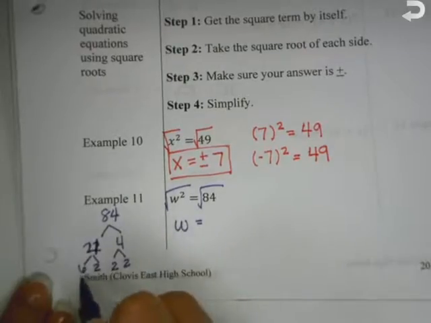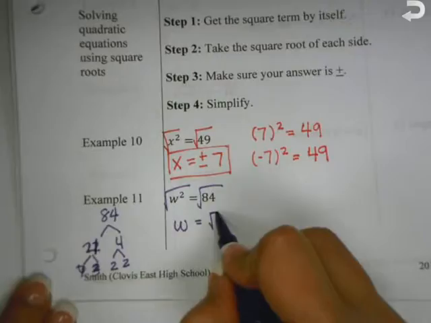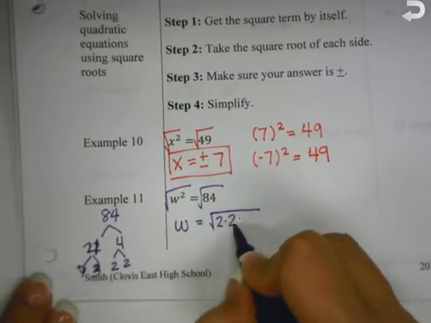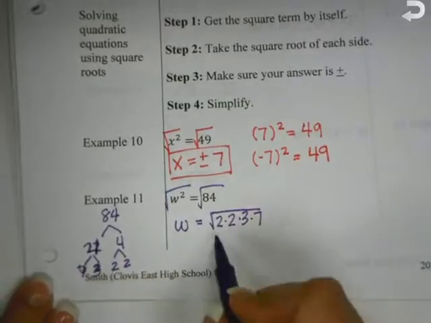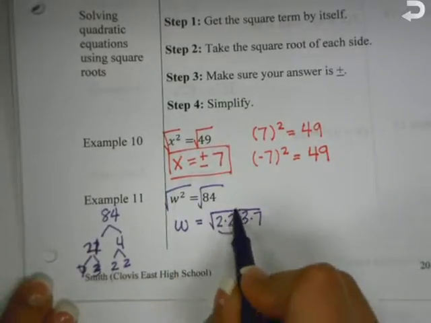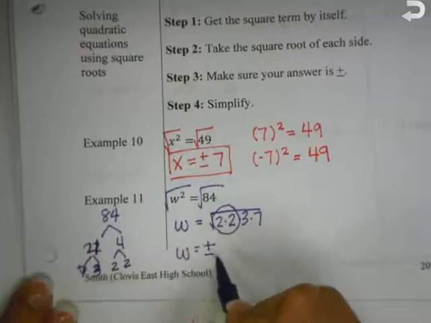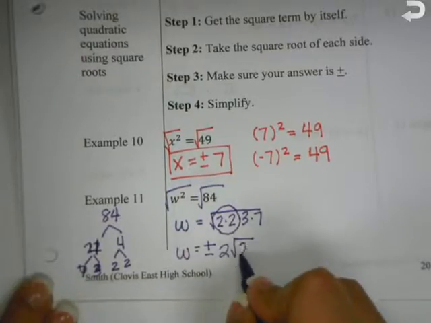So that would be 7 and 3. That's nicer. So we're going to rewrite it as 2 times 2 times 3 times 7. Now where's my perfect square in there? The 2. So we would get w equals, remember we have to make it plus or minus 2 square root 21.